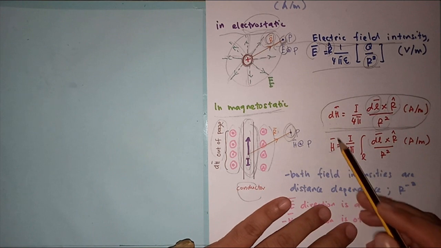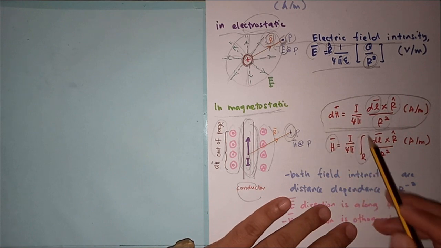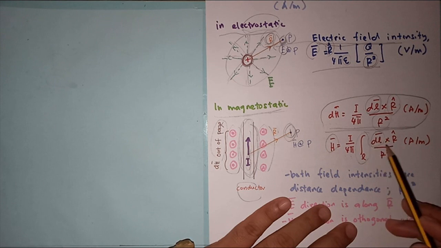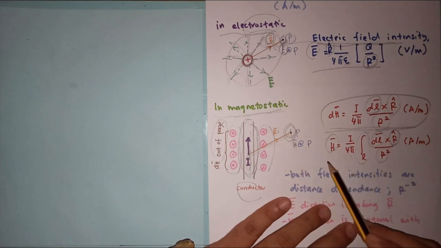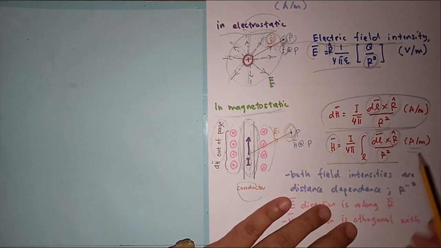So we have the vector H equal to I divided by 4 pi, times the line integral of the vector dL crossed with R cap, the unit vector for this vector R, divided by R squared, and the unit for H is ampere per meter.